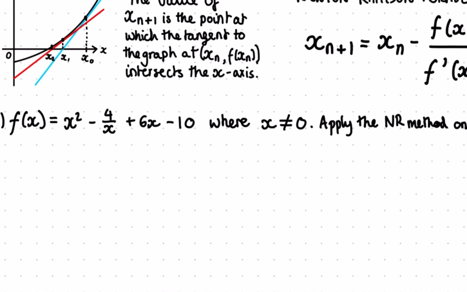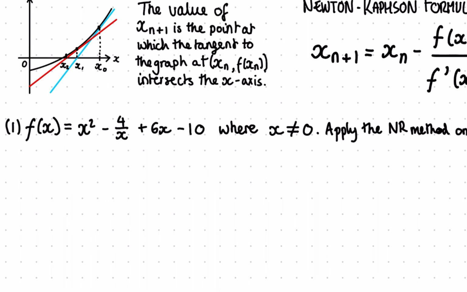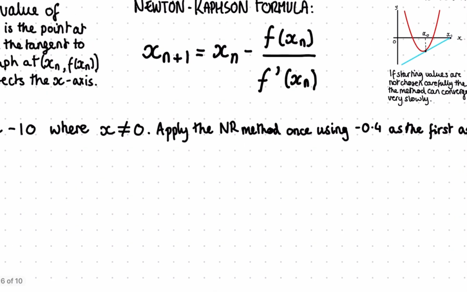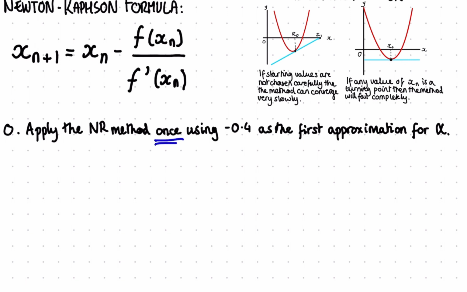So the first one here is f(x) is equal to x squared minus 4 over x, add 6x minus 10, where x is not equal to 0. Apply the Newton-Raphson method once, using negative 0.4 as the first approximation for alpha.